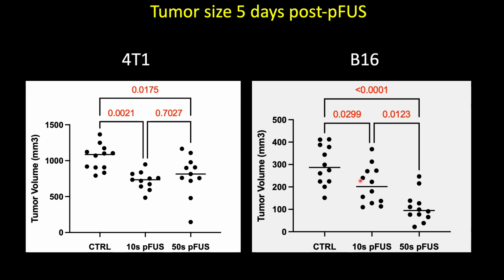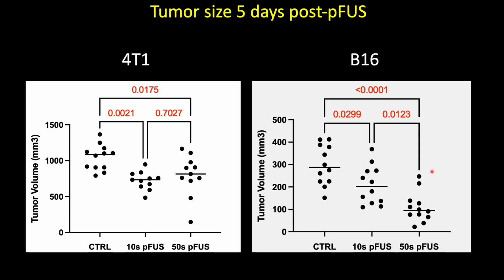However, if we look at further changes in growth from the 50-second ultrasound condition, what we see is that for the 4T1s, there is no additional inhibition of tumor growth, in spite of the fact that a lot of the genetic changes occurring in the 10-second pulse-focused ultrasound group, the magnitudes of those changes are even greater in the 50-second group. Yet it doesn't seem to pay much dividends as far as inhibiting tumor growth.